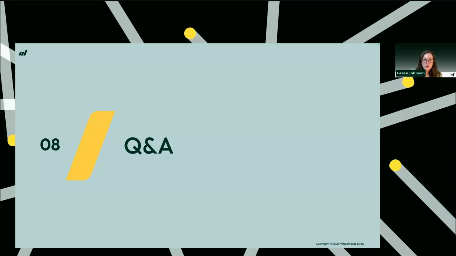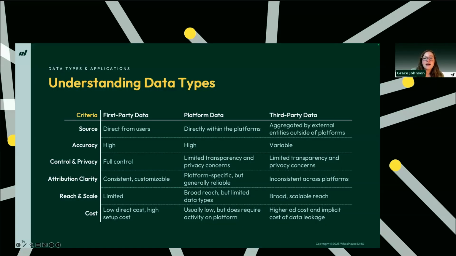And then this question, I believe, came in when we were on this slide. Someone asked, does this information apply to social media? Yes, this definitely applies to social media. That is a key platform here. I would say especially that middle row, platform data, can often live on social media, for example, on Meta. But also, first party data and third party data are definitely extremely applicable in this case as well.